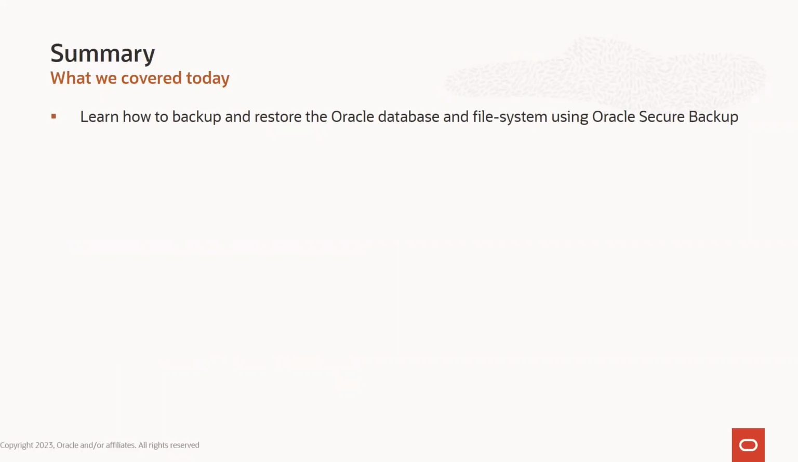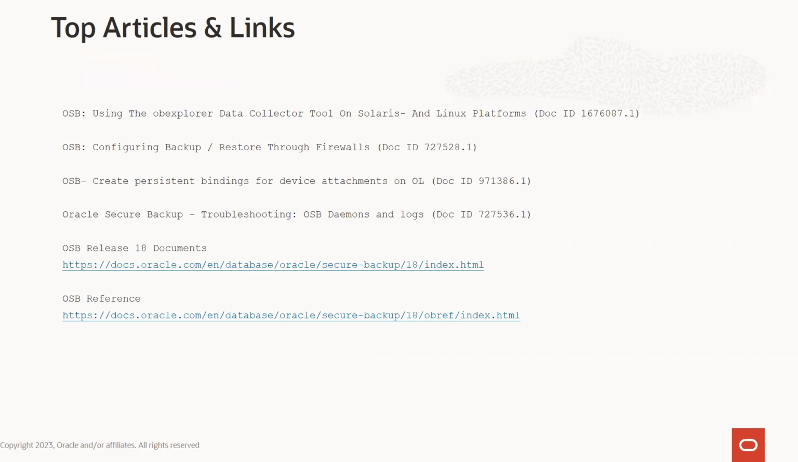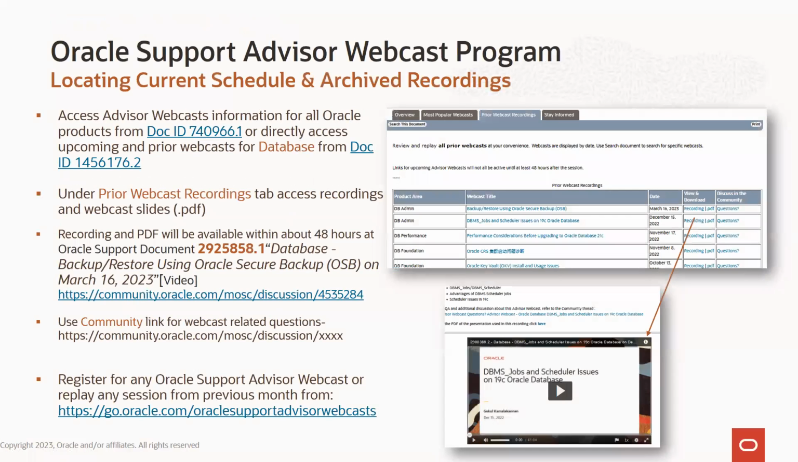So in this particular webcast, we learn how to back up and restore the Oracle database and file system using the Oracle Secure Backup. These are the common articles and links that I used. So when opening the service request, we usually ask the customer to check this one and upload the OB Explorer output because it gives us all the detailed configuration of your OSB. Give this back to you, Dirk.